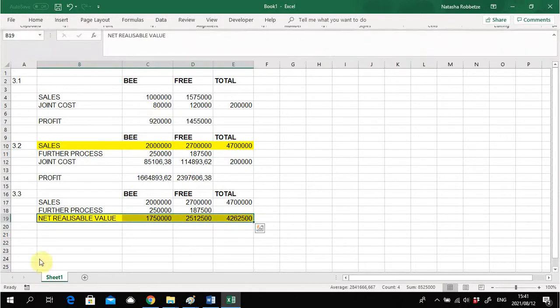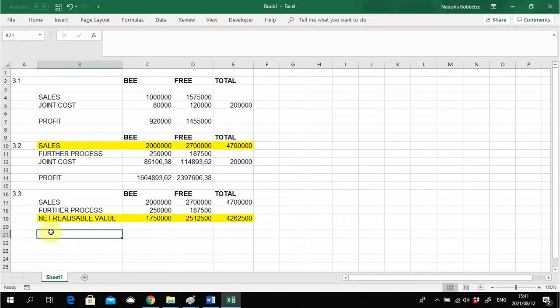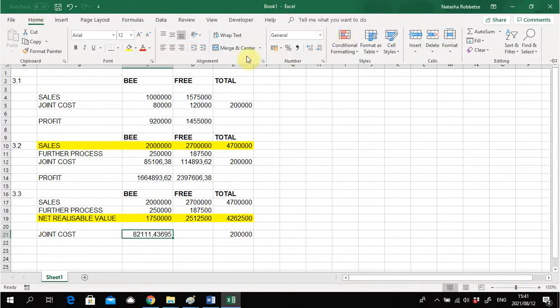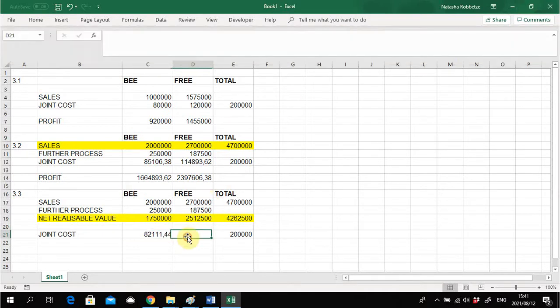Right. Then we are going to split the joint cost. It was given to us as 200,000 in total. For B, we're going to take the net realizable value for B divided by the total of net realizable value times the joint cost. Please remember 2 decimal places. Same for free. Take the net realizable value divided by the total net realizable value times the 200,000.